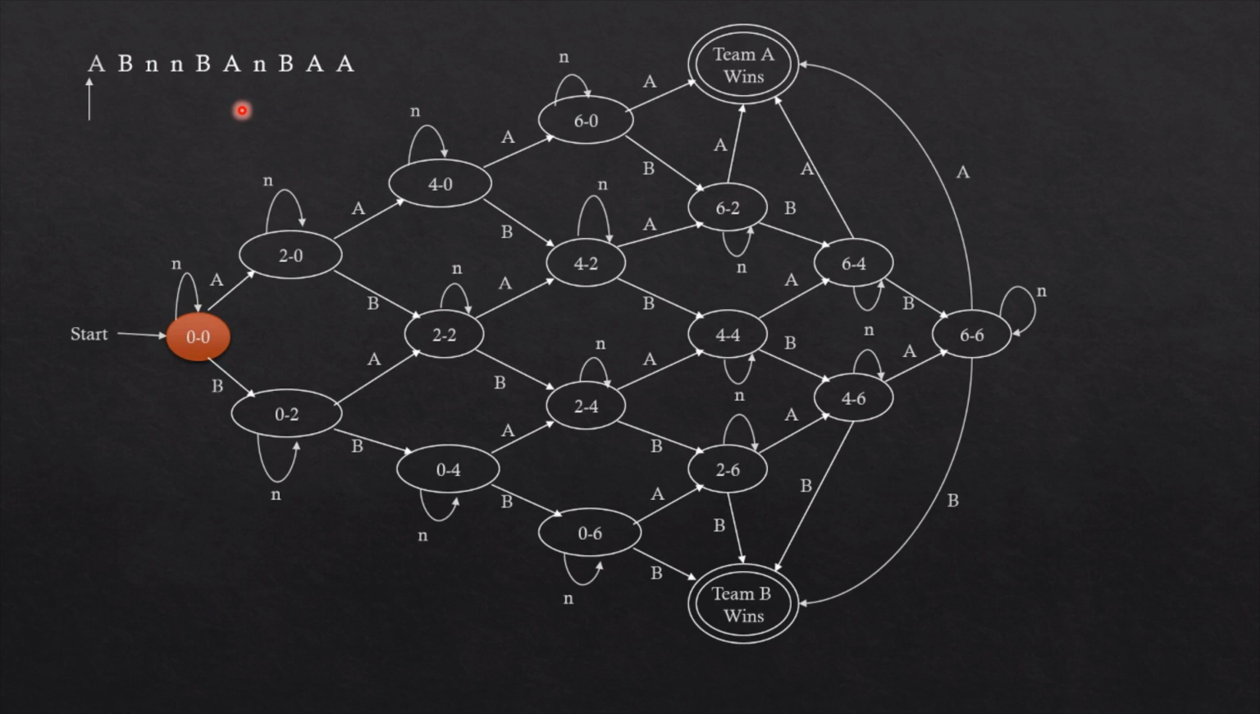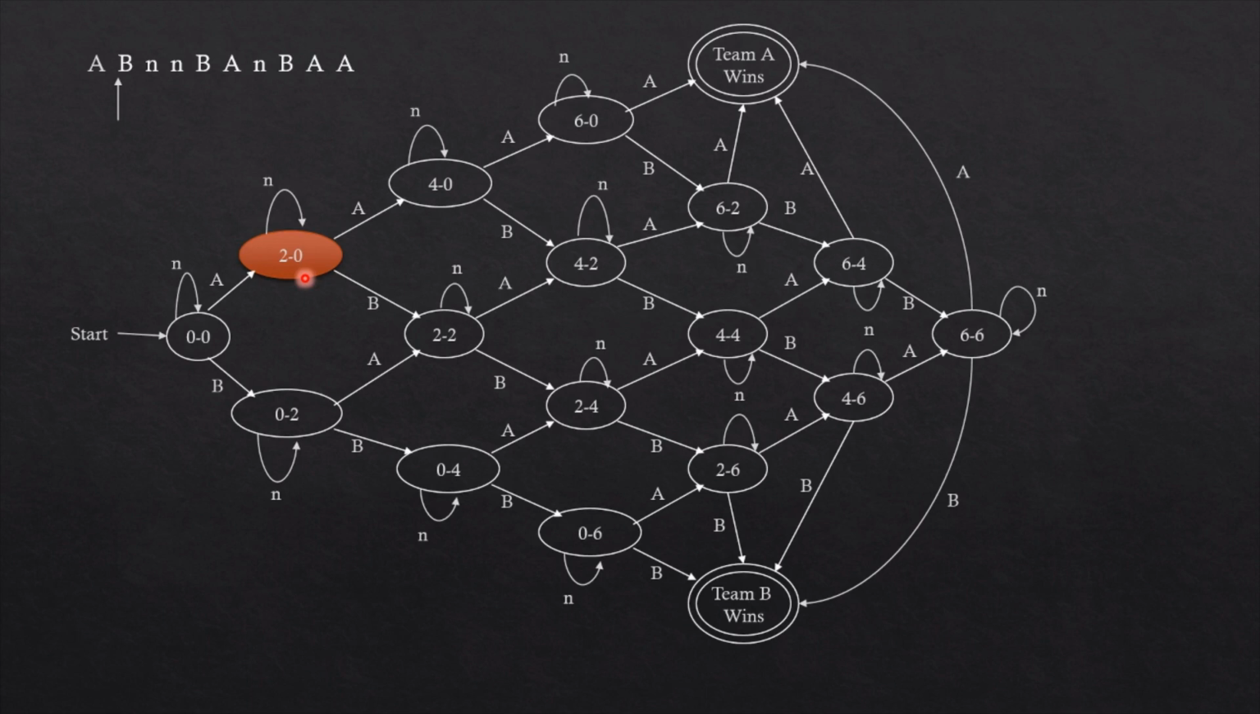Now, before the quiz begins, the state we're currently in is the start state labeled 00. The first character in the input is A, which is shown by this arrow. This means that A got the first question. So the automaton should move to 20 as indicated by the transition labeled A. So team A's current score is 2 and team B's current score is 0 as indicated by the state 20.